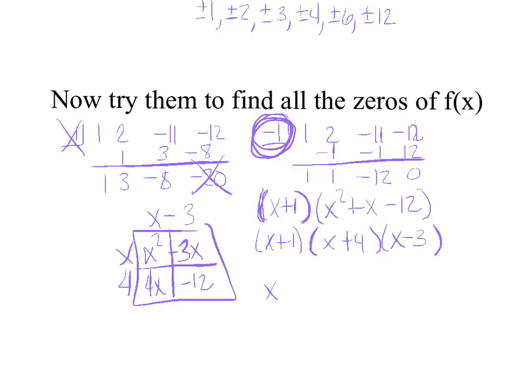So that means my zeros are as follows. I get the negative 1 from here. I get the negative 4 from here. And I get a positive 3 from there.